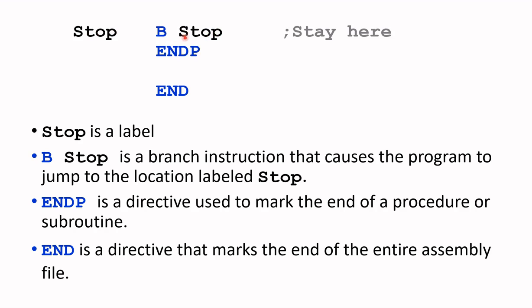So the program will now keep jumping to this point. And that's why I put the comment that says stay here. That means it will stop here and keep jumping at this point. The next one is ENDP. That is a directive used to mark the end of the procedure or subroutine. And then finally, END here is the directive that marks the end of the entire assembly file or assembly program.